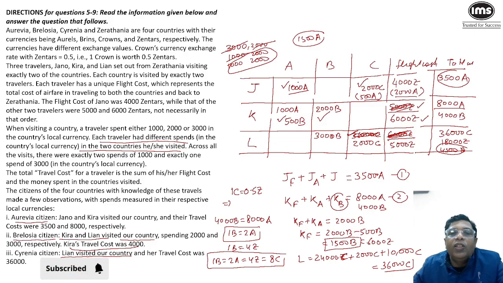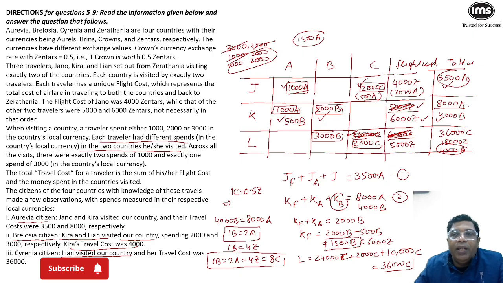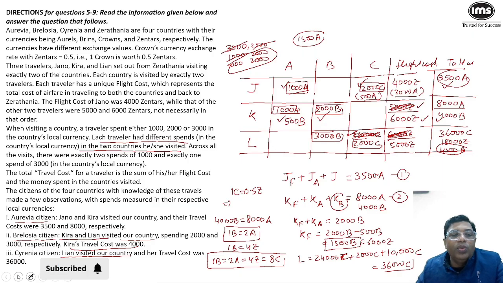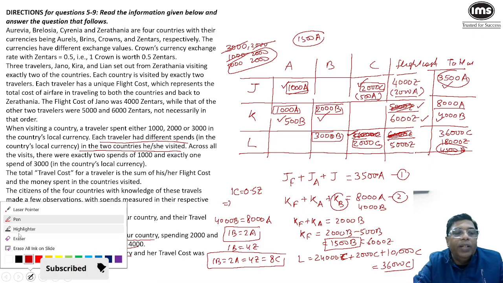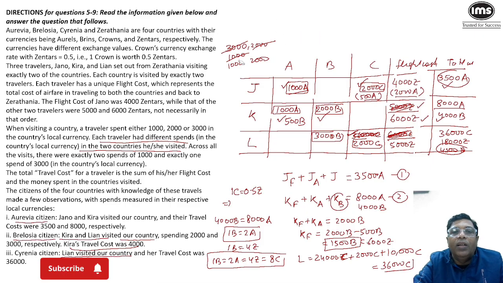So now we know all the spends, like J is spending 1000 A in country A and 2000 C in country C. K is spending 1000 A in country A and 2000 B in country B. L is spending 3000 B as well as 2000 C. So we have already figured out that there are two spends of 1000, one spend of 3000, three spends of 2000. And we could also figure out the exchange rate between A, B and Z. So now we are good to solve the questions of this set. So let me just erase the above data a little bit so that we can comfortably answer the questions.